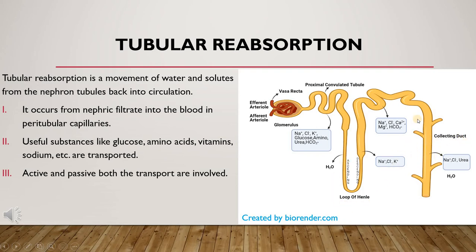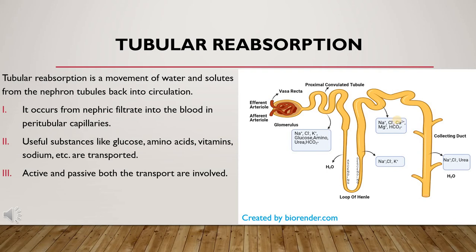After Bowman's capsule, we have the PCT, that is the proximal convoluted tubule, then the loop of Henle, the distal convoluted tubule, and the collecting duct. In the PCT, the reabsorption of sodium, chloride, potassium, glucose, amino acids, and bicarbonate takes place, as well as of course water and urea. In the descending limb of the loop of Henle, water reabsorption takes place. In the ascending limb of the loop of Henle, sodium, chloride, and potassium reabsorption occurs.